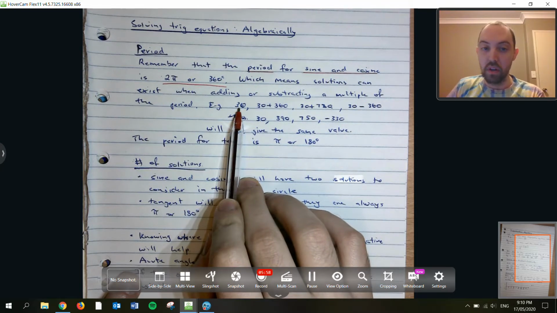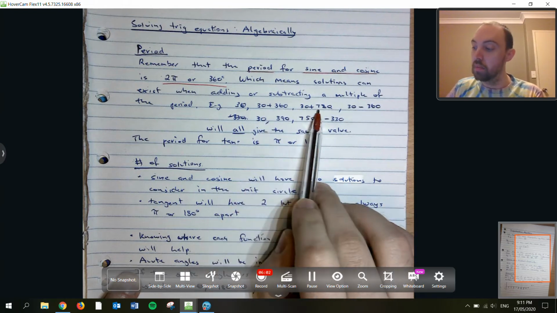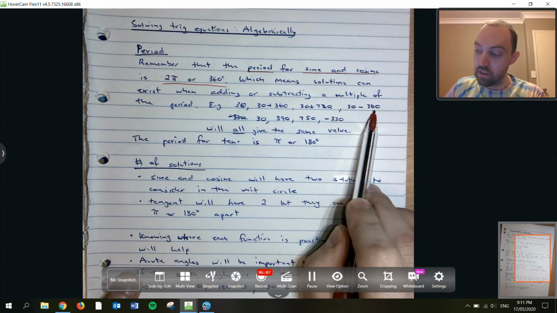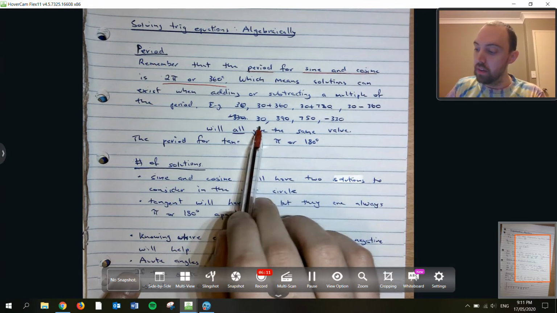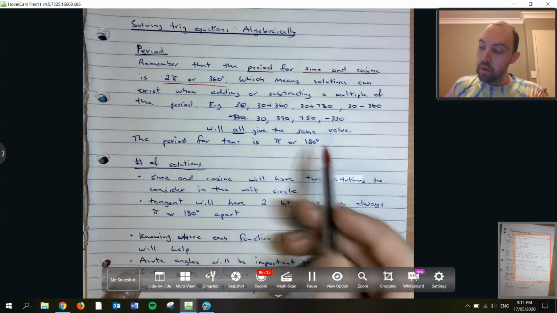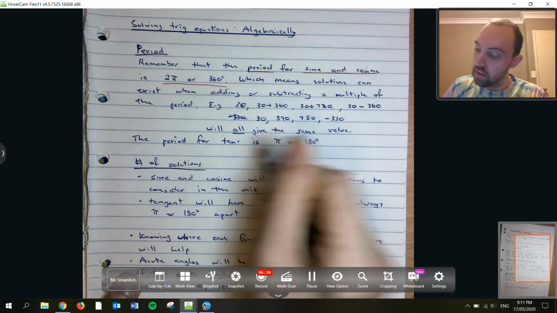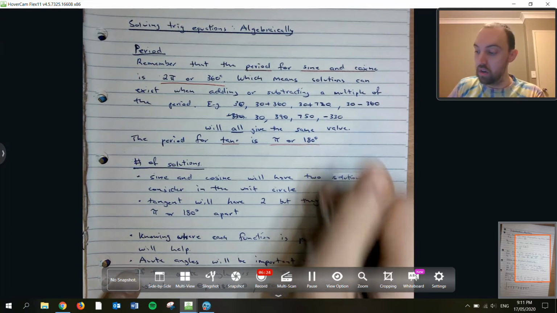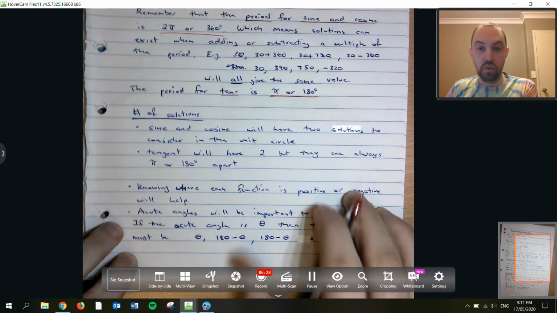We can have 30 degrees might be a solution. So 30 plus 360 is a solution, or 30 plus 2 lots of 360 is a solution, or 30 take 360, again, is another solution. Then you would simplify those a little bit. So the period for sine and cosine is 2 pi or 360 degrees, and tan is pi radians or 180 degrees. Remembering that's going to help us get more of our solutions quicker.